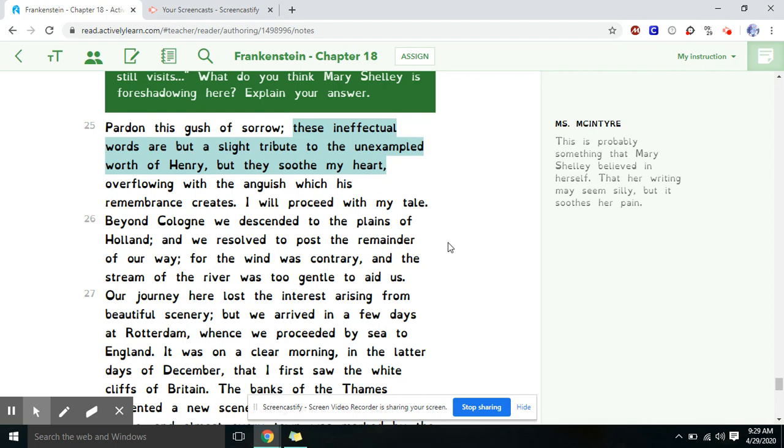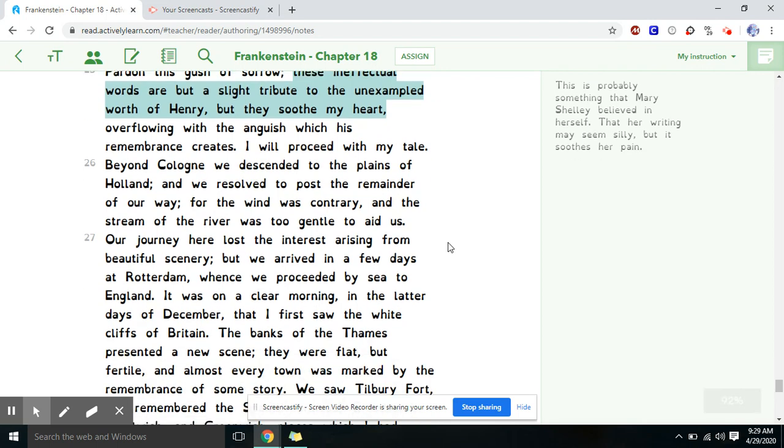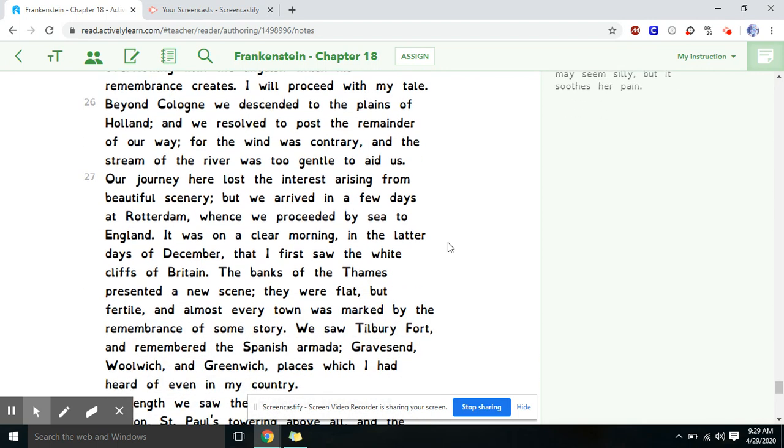Beyond Cologne, we descended to the plains of Holland, and we resolved to post the remainder of our way, for the wind was contrary, and the stream of the river was too gentle to aid us. Our journey here lost the interest arising from beautiful scenery, but we arrived in a few days at Rotterdam, whence we proceeded by sea to England.